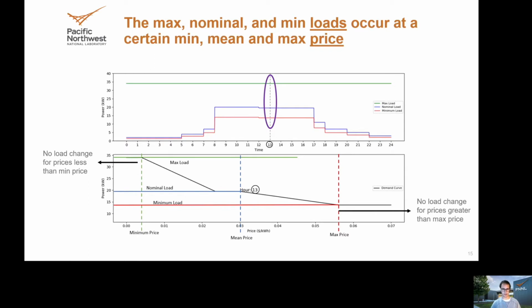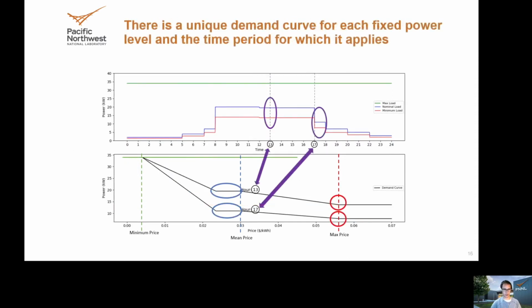And so the inflection points in this example depend on the max, nominal, and minimum load values, specifically at hour 13. But at different times of the day, the minimum and nominal load values are actually different. And so this results in there being a unique demand curve for each fixed power level and the time period for which it applies. So for example, the nominal and minimum loads are different between hour 13 and 17, but they're still set to the same mean and max price, which results in a separate demand curve. And so this concept of a demand curve is the way in which we're going to be exploring how to configure a connected lighting system to respond to OpenADR signals.